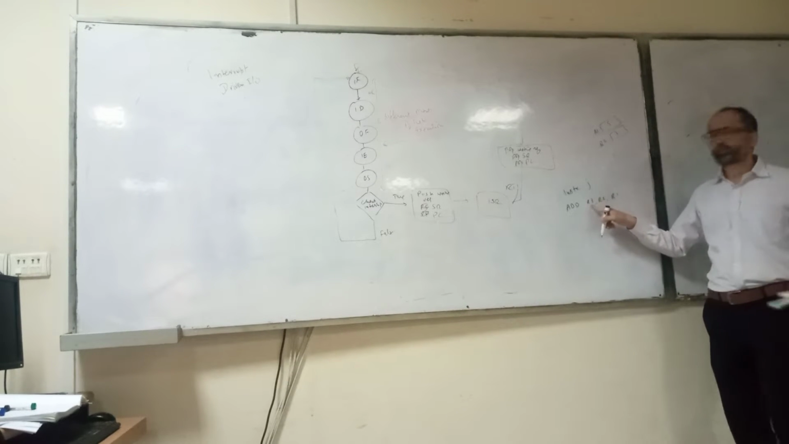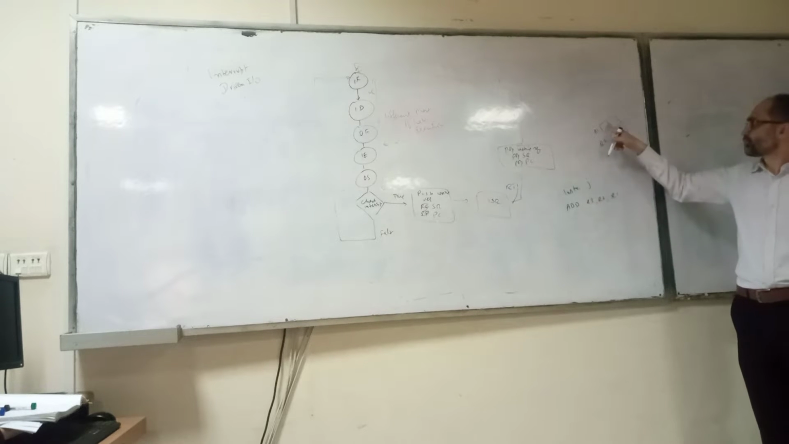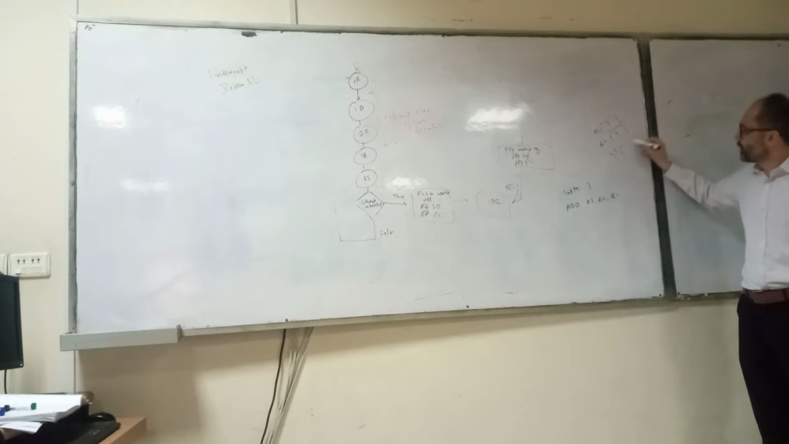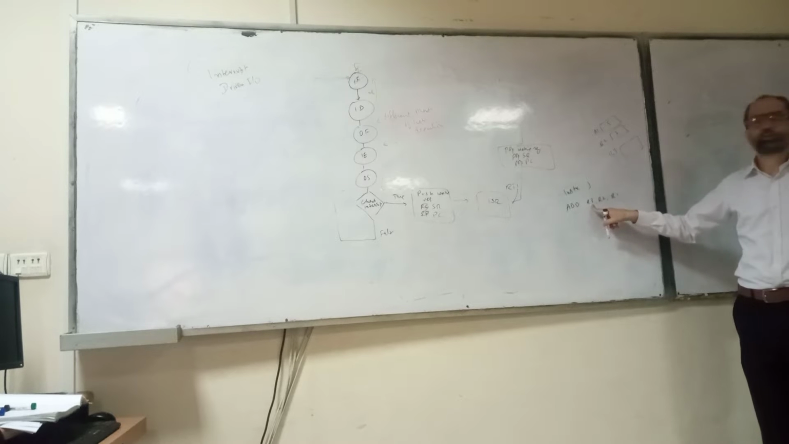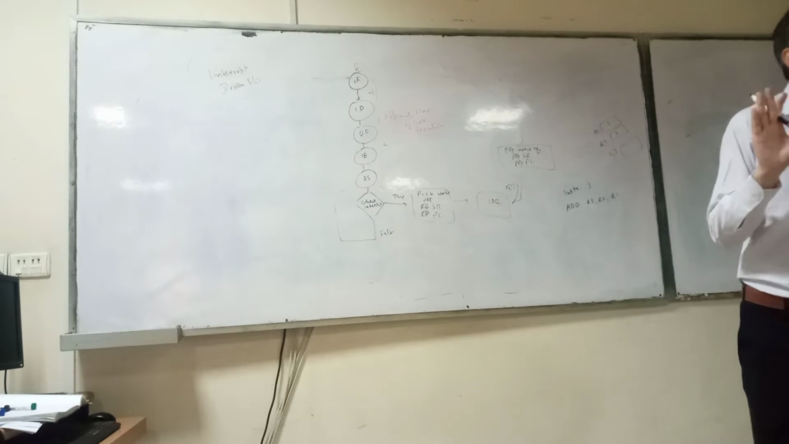So what value should we expect for R3? What should be the value of R3 after the execution of this instruction? 5 plus 3, 8. This should be your expected value.